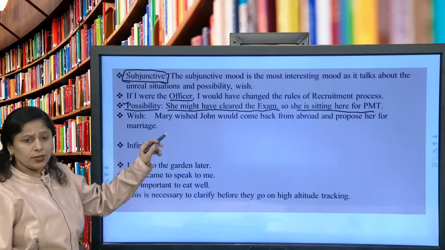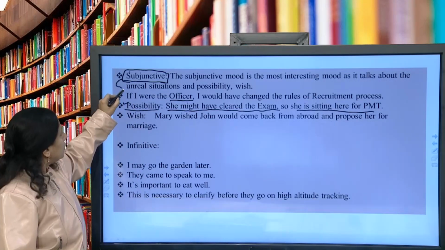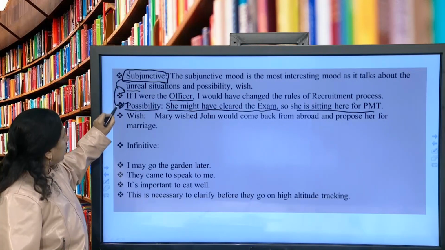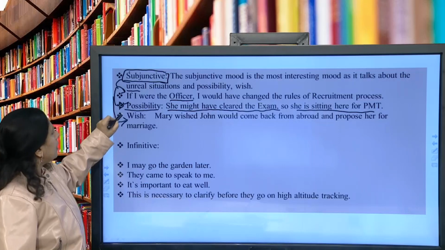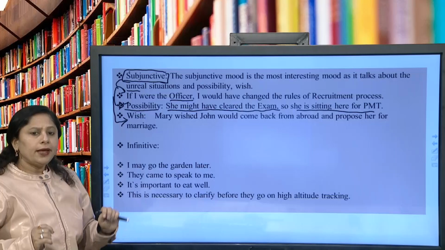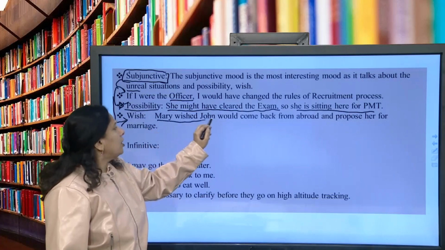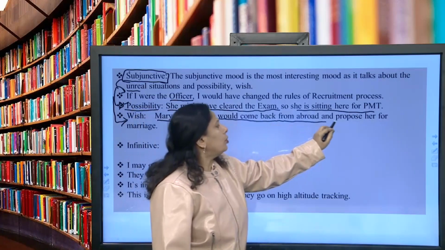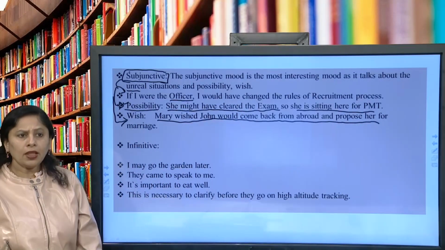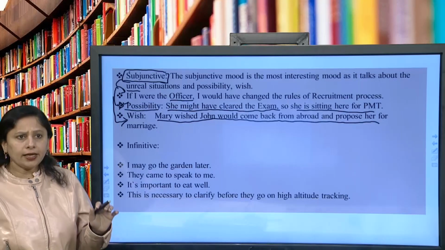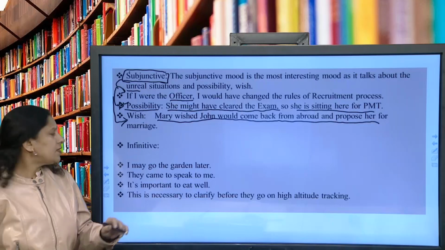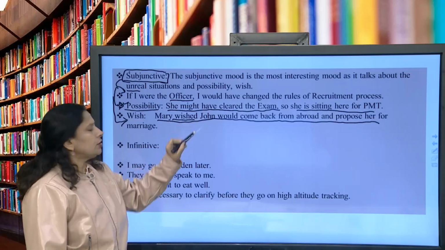Wish also deals with the subjunctive mood. Both these things, unreal, possibility, and wish, come under the main term of the subjunctive mood. Mary wished John would come back from abroad and propose her for marriage. Had he come back? No, he hadn't. He hadn't come back, but this is merely a wish.